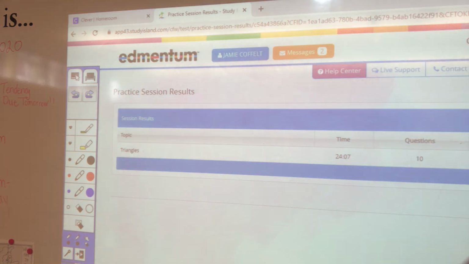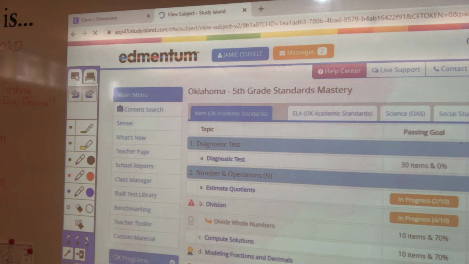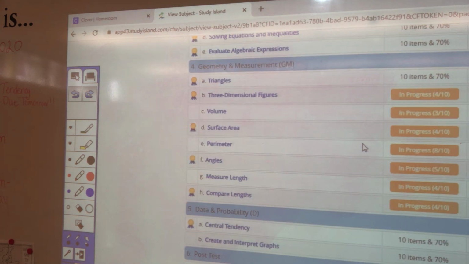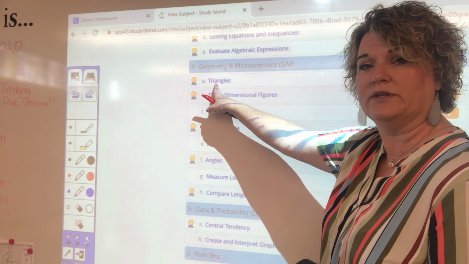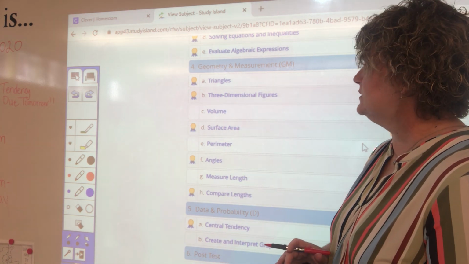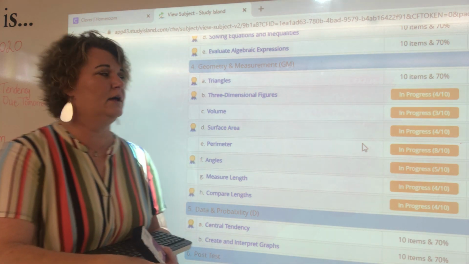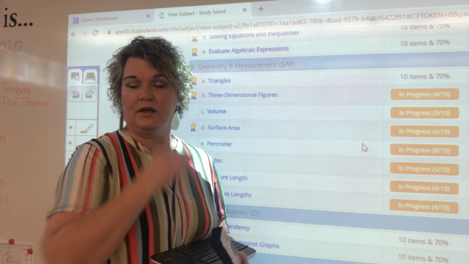Hope that makes sense to you. So let's find where triangle is. It's down toward the bottom. It's going to be under geometry and measurement, and it's the very first one. So it's 4A on mine. I hope that's what it is on yours. If you have to do it a couple times, it's okay. No big deal. And you'll get better, but don't forget to have your notes and look at your notes, okay?